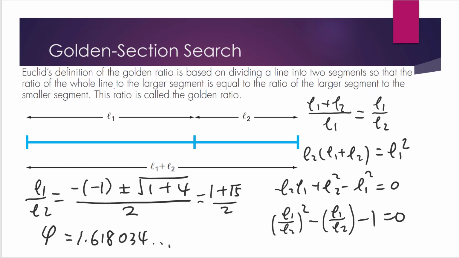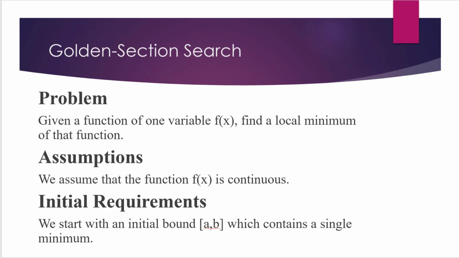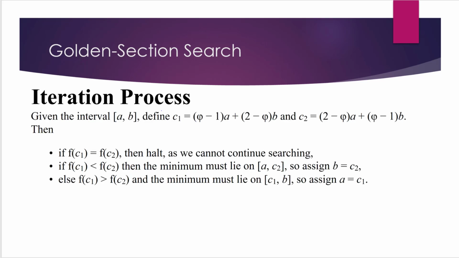minimum or maximum. Okay, and then the problem we want to solve: given a function of one variable f(x), we want to find the local minimum of that function. The assumption: we assume that the function f(x) is continuous. Initial requirement: we start with an initial bound a to b, which contains a single minimum. Then the iteration process: given the interval a to b, we define 2 interior points, c1 and c2.